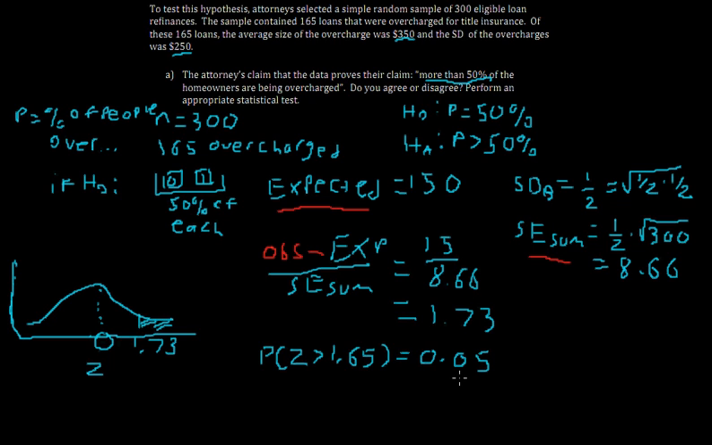And we could also have done this with proportions or percentages instead of counts. All I would have done is divide each of these by 300, because the expected could be turned into a percent, the observed could be turned into a percent, and the SE for the sum could be turned into the SE for the proportion. That's another way to do this. This way we used the counts. In the next part of the video, I will conclude the problem.